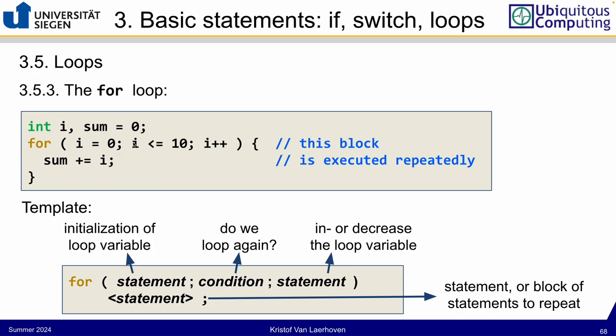And then as long as i is smaller or equal to 10, we keep on repeating what is between the curly braces that are following. Each time you execute the curly braces block, you then say i equals i plus 1, or you increment the value of i. That way you can go through a loop and have the sum incremented as before.